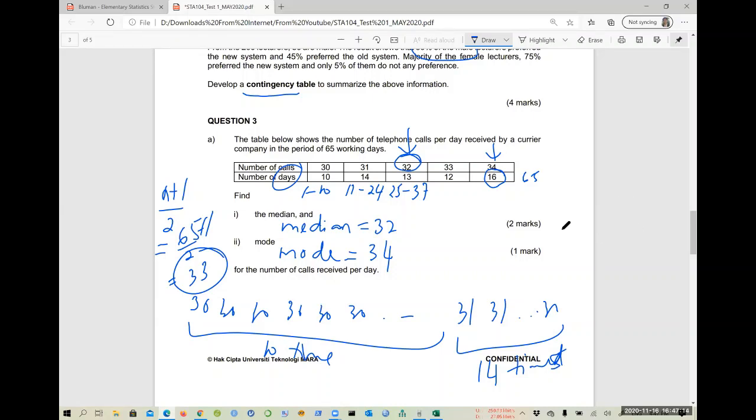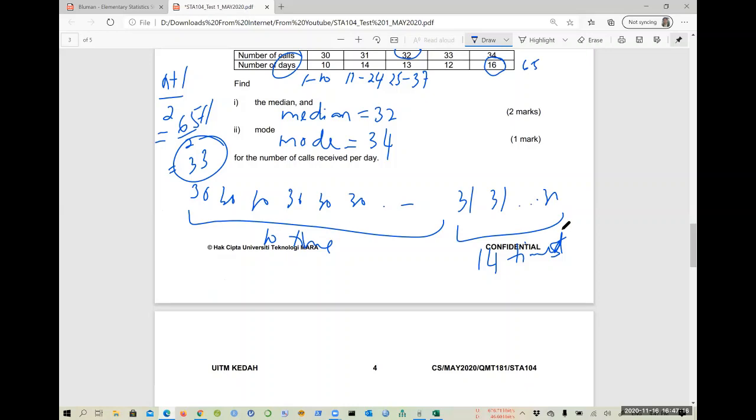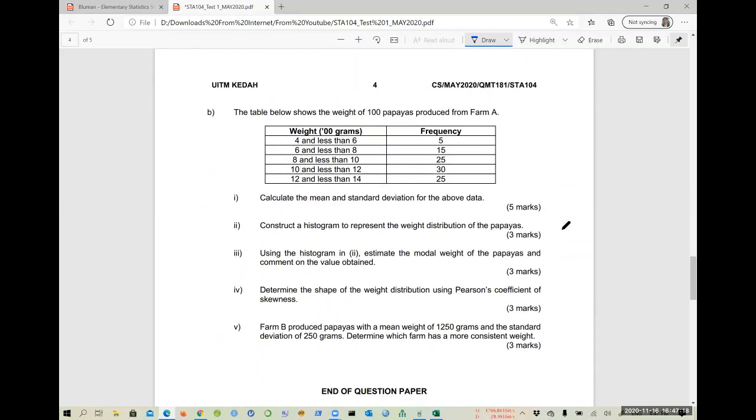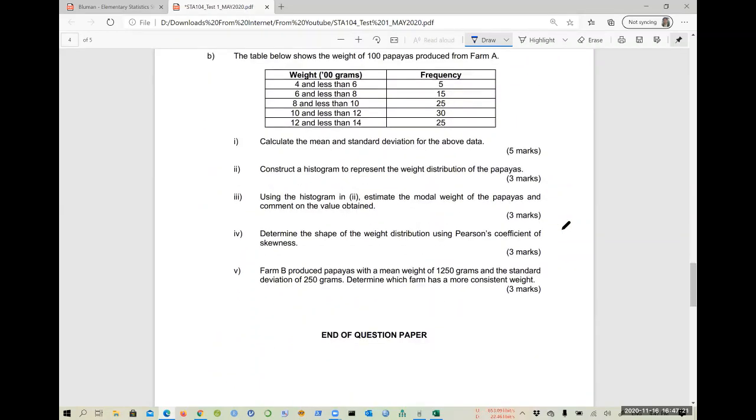Okay, so we move to the last one. The last one, as usual, you need to find using the group data formula. The first part asks you to calculate the mean and the standard deviation. As I mentioned earlier, in order to find the mean and the standard deviation, the first thing that you need to find is the summation value.